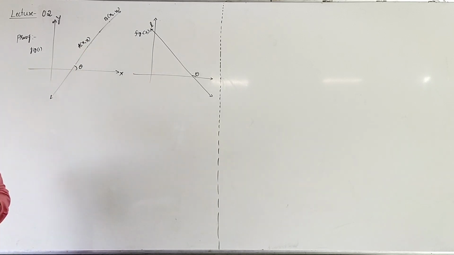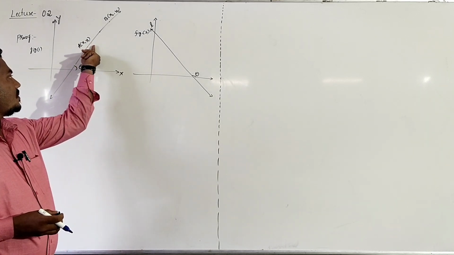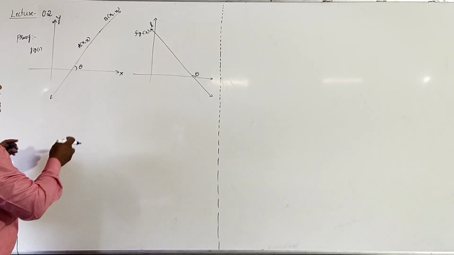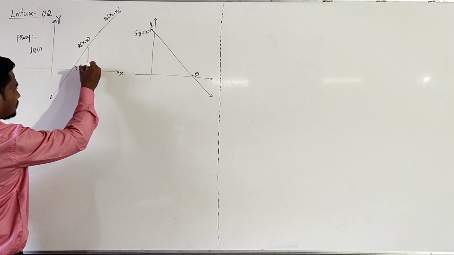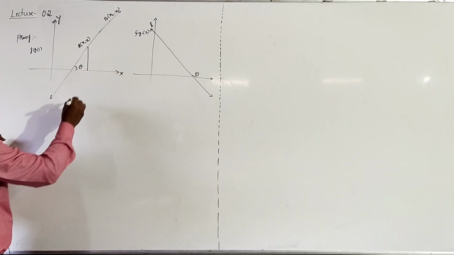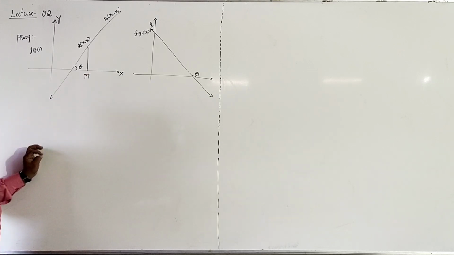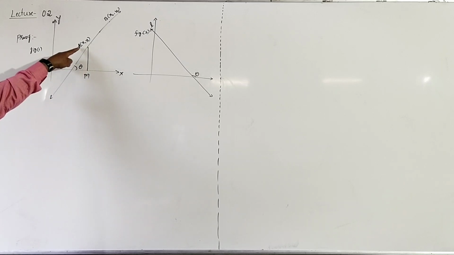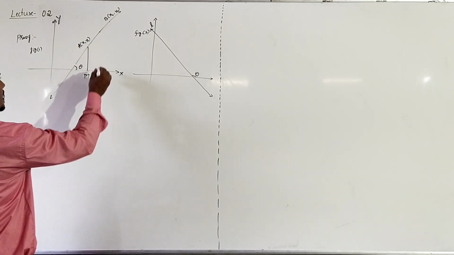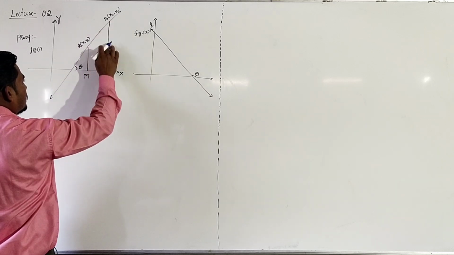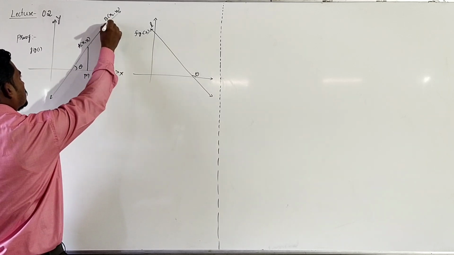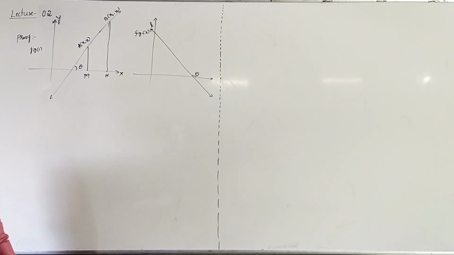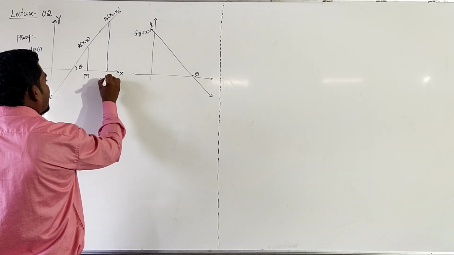Draw perpendiculars from A to the x-axis and from B to the x-axis, right? Draw two perpendiculars. Take this foot as M: M is the foot of the perpendicular drawn from point A to the x-axis. And the other perpendicular, from B, take its foot as N.